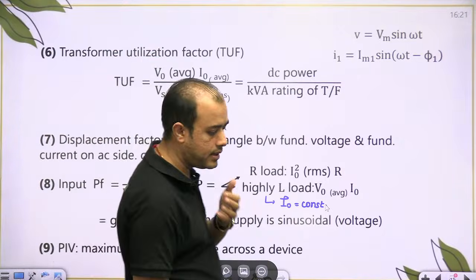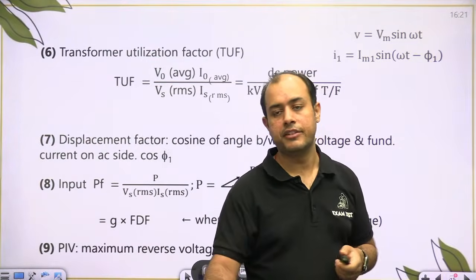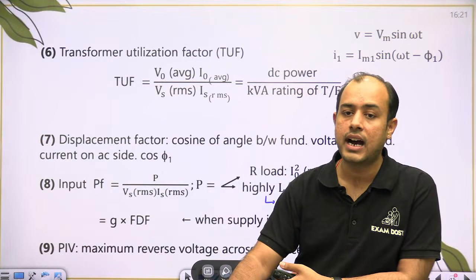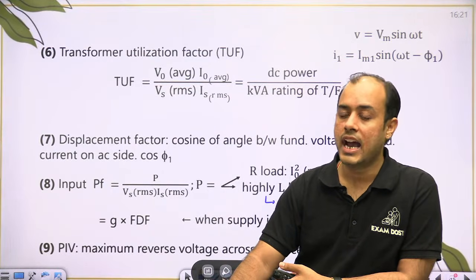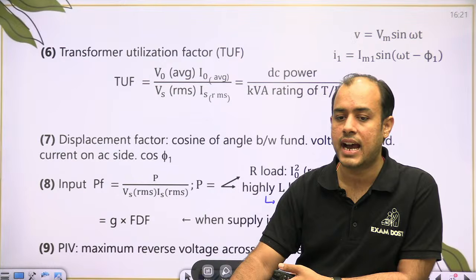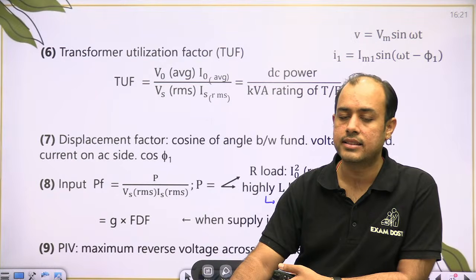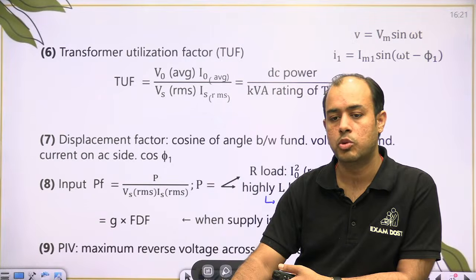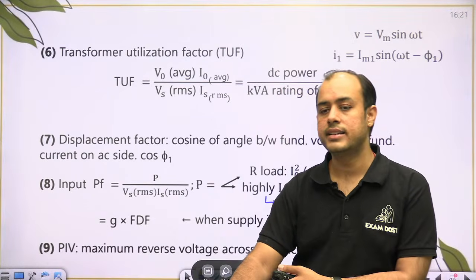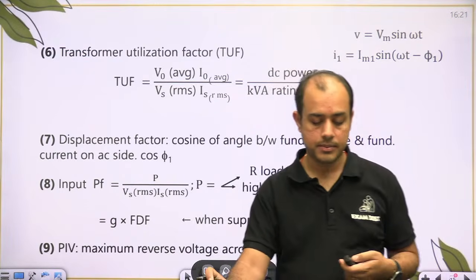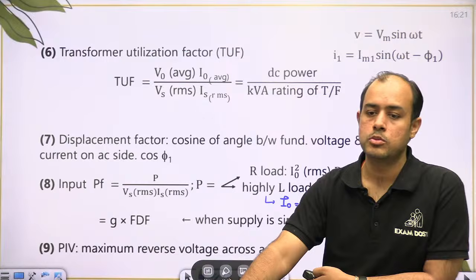Then PIV is the maximum reverse voltage across a device. That is, whenever I have a switch like a diode or an SCR, what is the peak negative voltage across that? That is called the PIV. उसको क्या बोलेंगे बेटा? उसको बोलेंगे PIV. चमका ये सभी लोगों को? जल्दी से मुझे बताइए. Is this clear to everyone? यहां पे किसी को कोई डाउट है तो बोलिए.